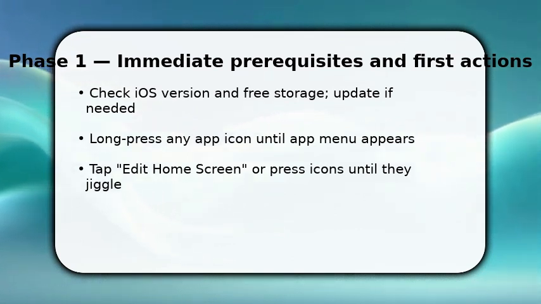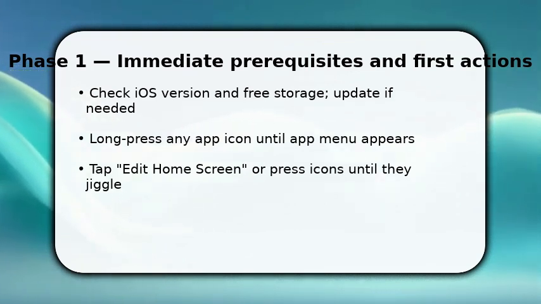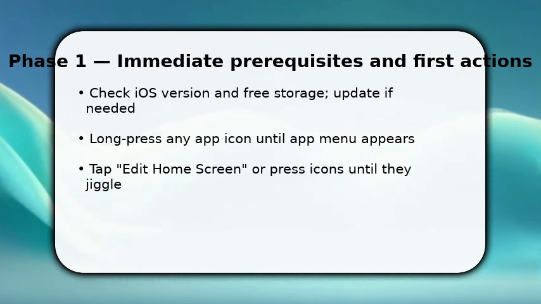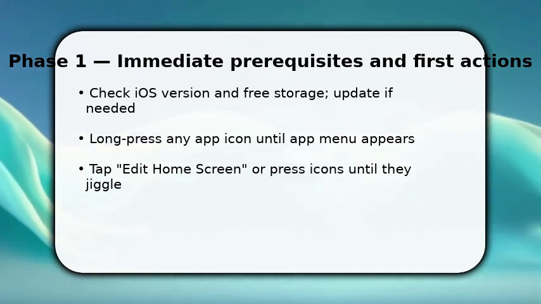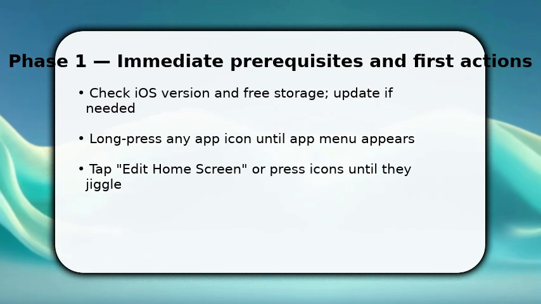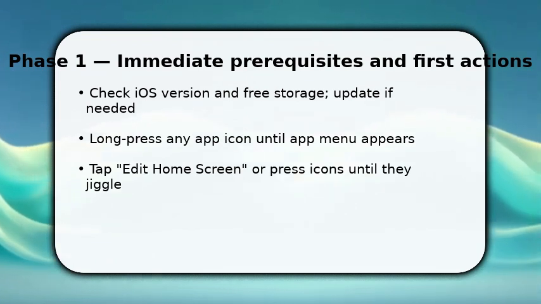Once icons wobble, you can move, stack, or remove apps. Make sure to notice the minus signs and folder highlights. They show removable or movable items. This step unlocks the entire layout process, so don't skip it.